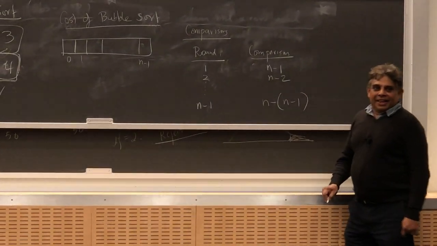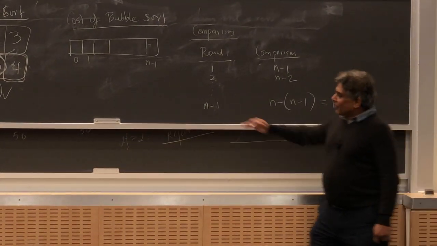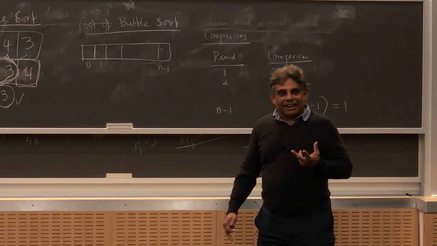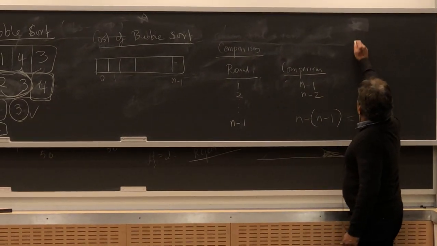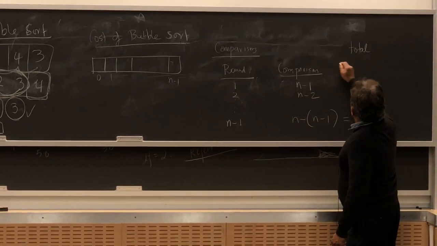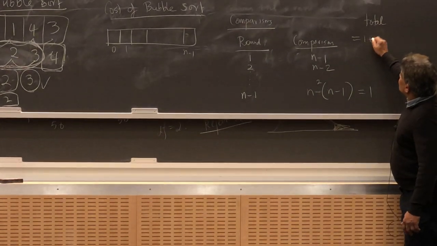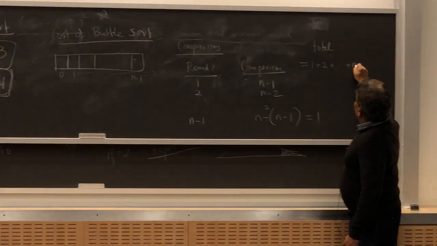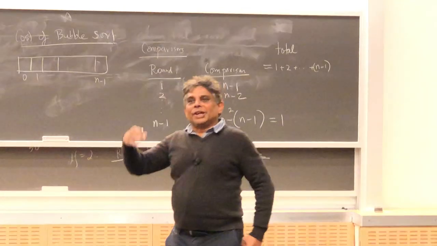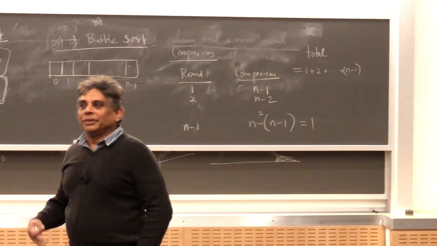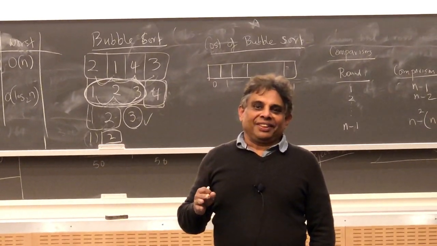N minus 1. Okay, that turns out to be plus 1. In other words, in the last round, you only do at most one operation. So the total comes to this. If you go backwards, it'll be 1 plus 2 plus up to n minus 1. That's the total, because each round will have n minus 1, n minus 2, and so on. Now we want to come up with a big O notation for this.